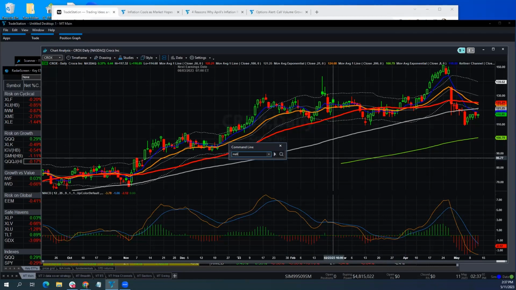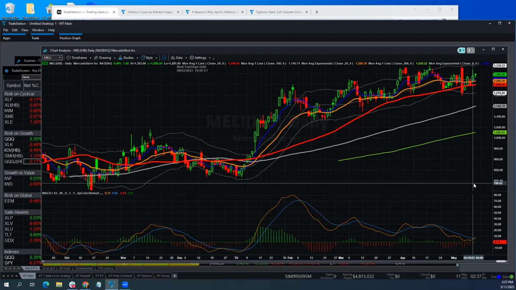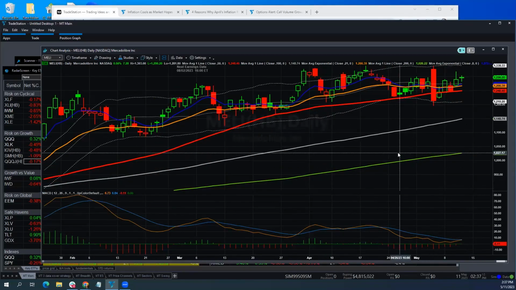Now let's look again at Melly. Same thing. Rallied on good earnings with bad MACD. But now look what MACD is trying to do. So this is, to me, a similar sort of pattern. And I've seen this a lot.